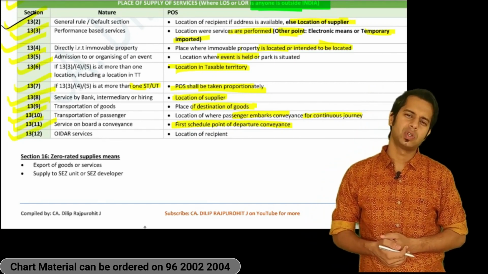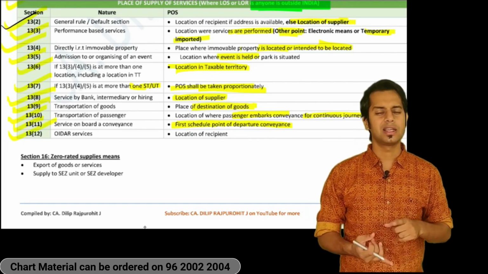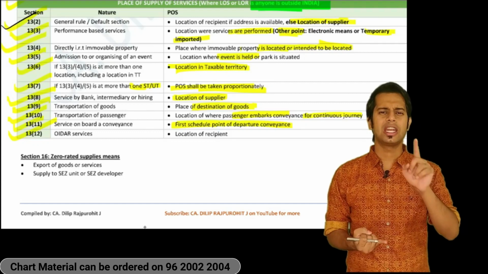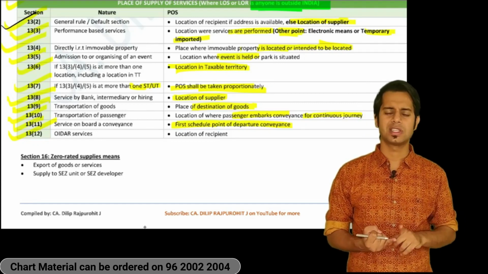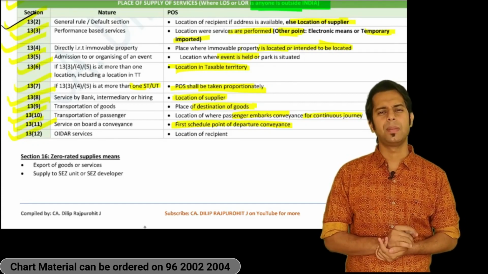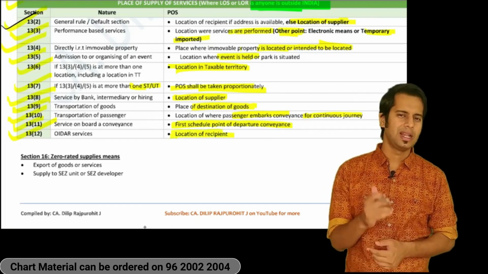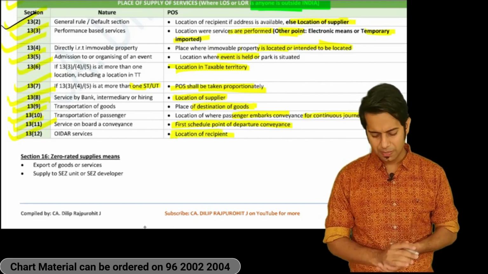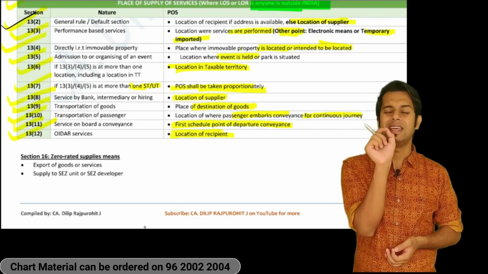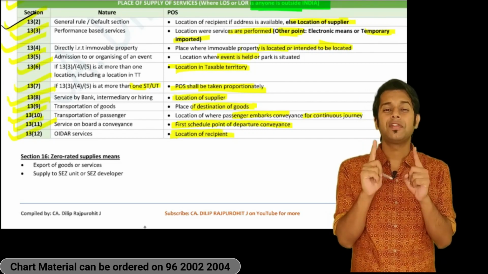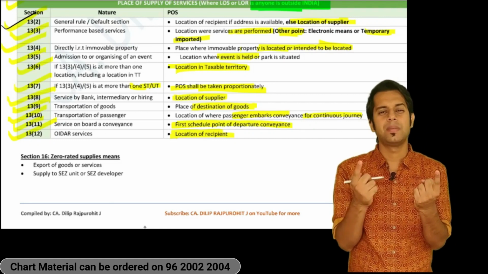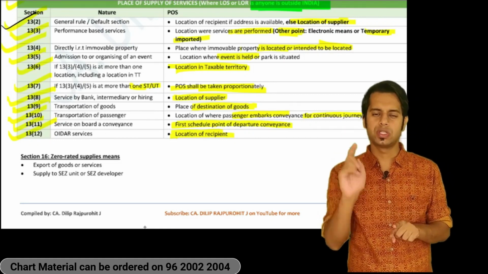Then Section 13, Subsection 2 talks about OIDAR services, that is online information database access and retrieval services. In such cases, the place of supply will be the location of recipient. Please note, Section 13 is applicable when one of the persons, either the supplier or the recipient, is outside India.